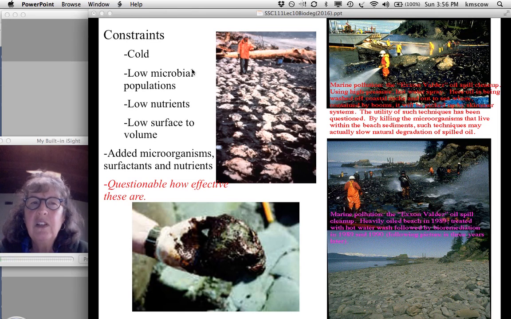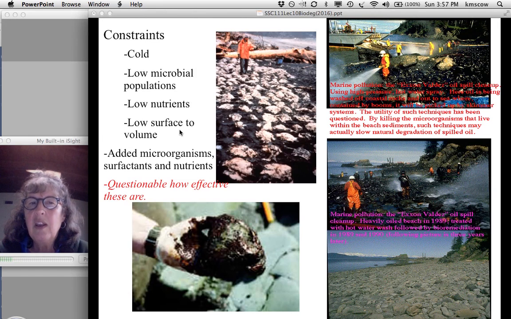It's kind of a unique situation up there because it's very cold. So think of the constraints on microorganisms and their ability to degrade it. It's cold. The population densities of microbes are low because there's not a lot of carbon up in that environment where there isn't a lot of productivity, right? So there's not a lot of just background substrate to keep high populations present. Not a lot of nutrients as well. It's a classic oligotrophic environment. And then with the oil, you have this low surface to volume ratio.